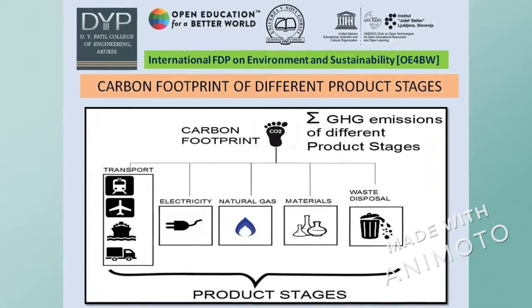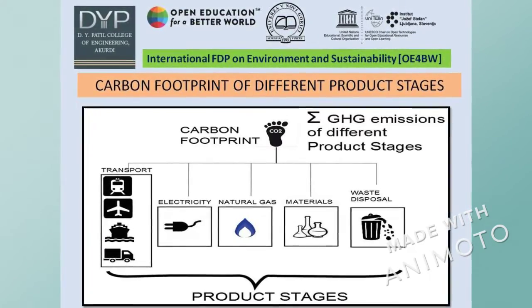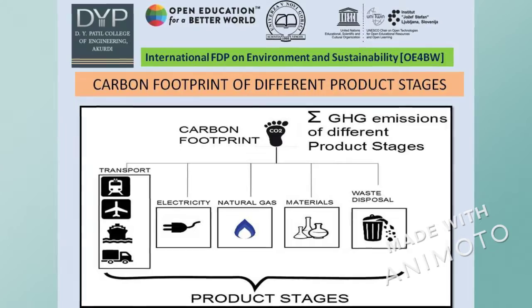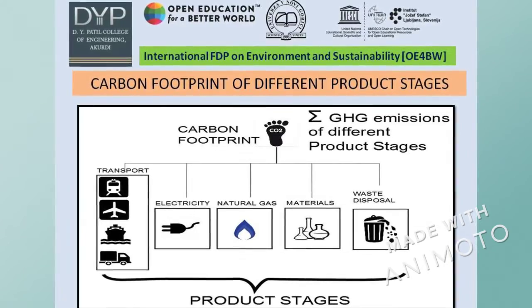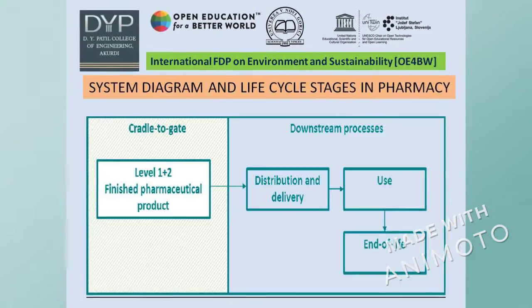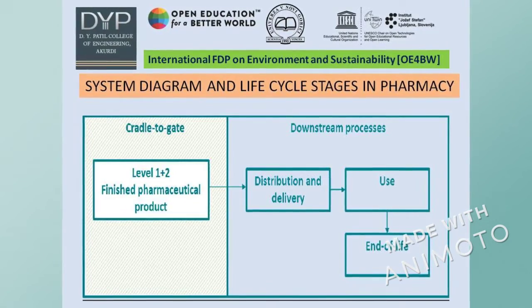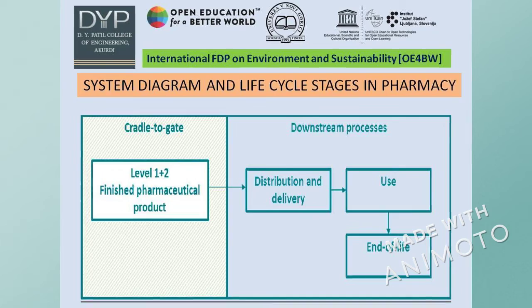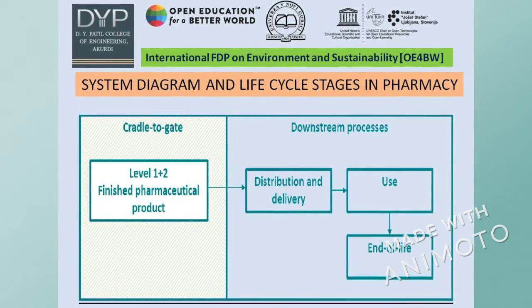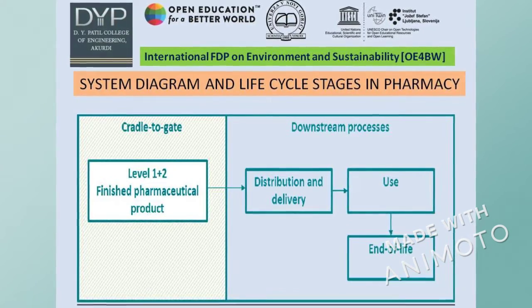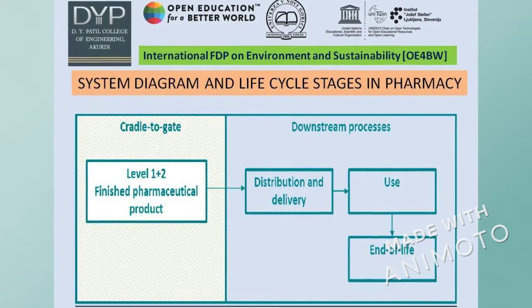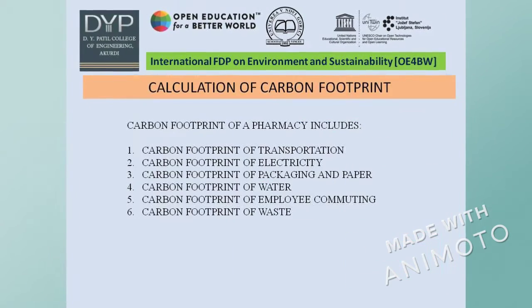Carbon footprint can be calculated at the different product stages, like for transport, electricity, natural gas, materials, and waste disposal. This is a system diagram of life cycle stages in pharmacy. Level 1 and 2 include finished pharmaceutical products, then distribution and delivery, then the final use, and that is the end of the life cycle of the product.